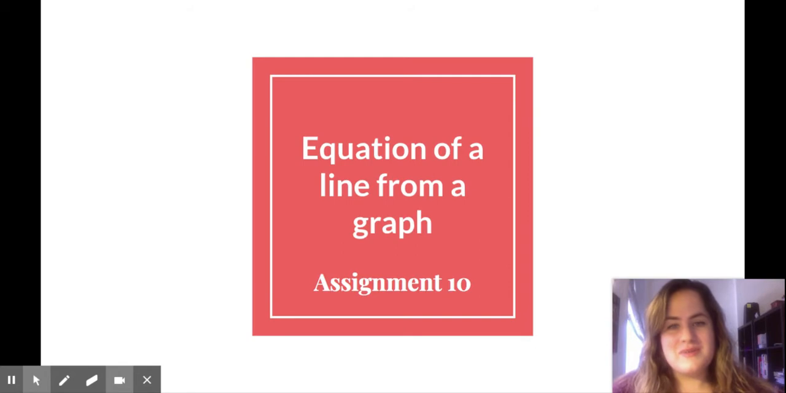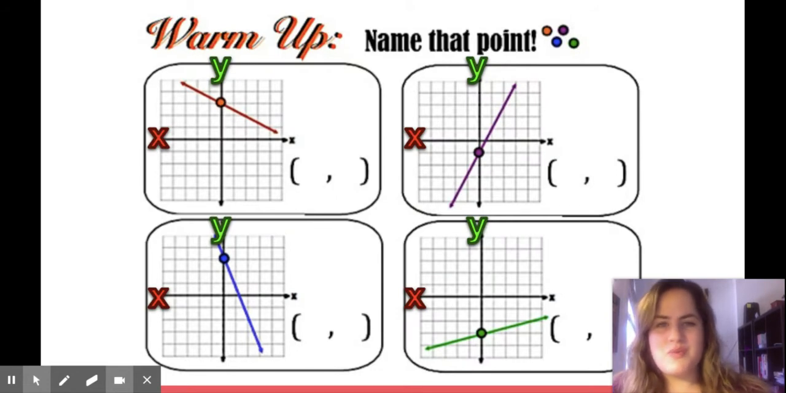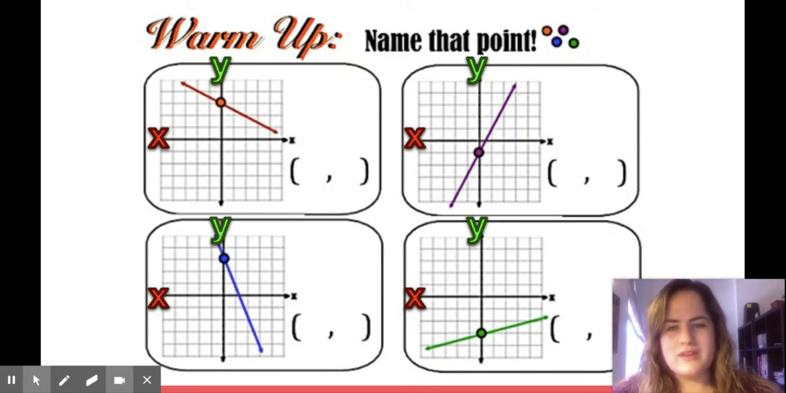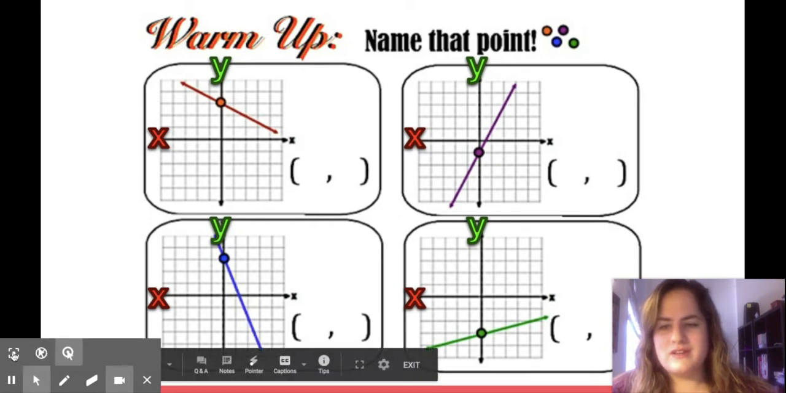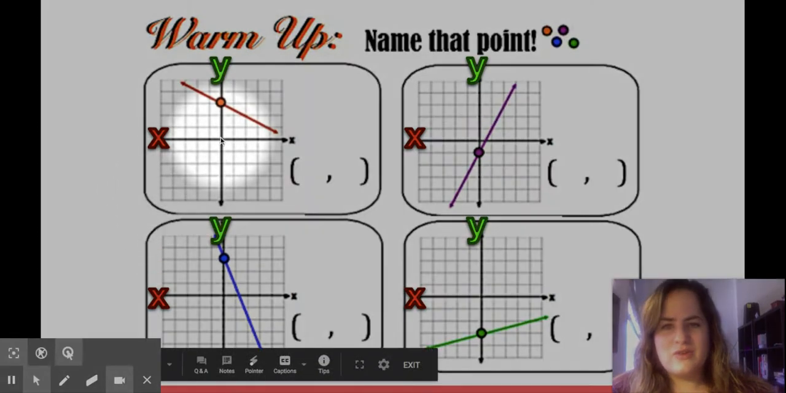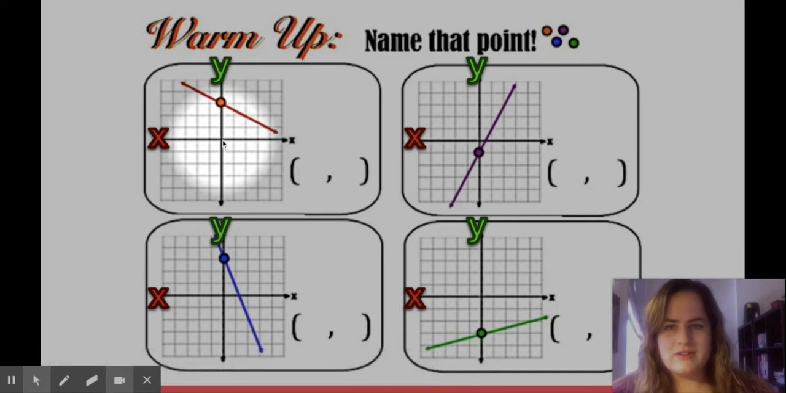So today we're going to be working on assignment 10, equation of a line from a graph. Okay, so let's start with a warm-up here called Name That Point. We're going to start with the orange one. So what you want to do here is go to the origin, which is (0, 0), and you'll notice that the x is actually at 0. I can't really go left or right anywhere, so that would be my first coordinate. But if I count up 3 spaces, I'll get my y coordinate.